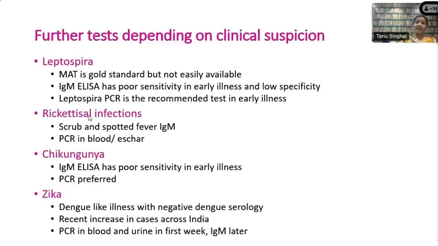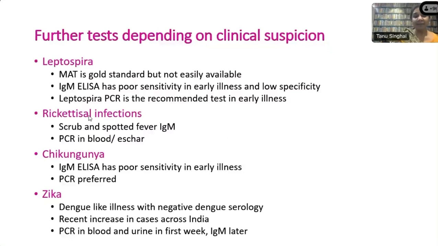Now, some of the other tests which you often do depend on clinical suspicion. If you're thinking of leptospirosis in a patient, the MAT is not available, so most of the people do an IgM ELISA. Unfortunately, that is a test which has poor sensitivity and low specificity. So in lepto, the PCR is the best test, especially in the first 4 or 5 days of the illness. For rickettsial infections, you do scrub and spotted fever IgM, and you can do a PCR in blood.